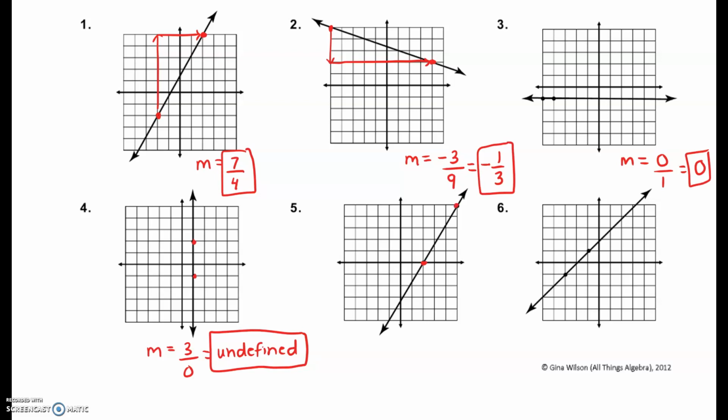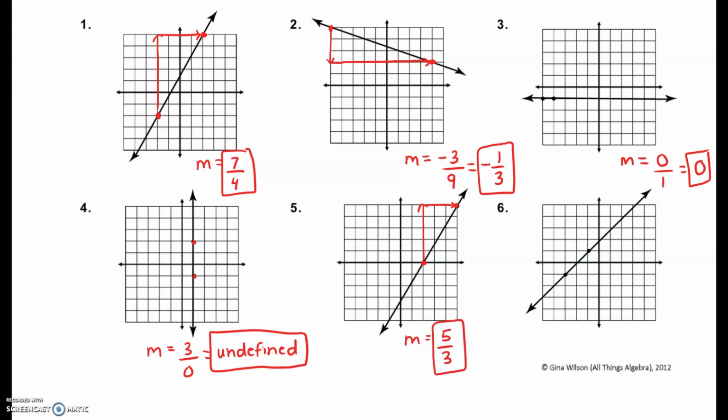For question number 5 here, we will count from the point on the left to the point on the right. Again, we're going to count our rise. We go up 1, 2, 3, 4, 5, and we go to the right 1, 2, 3. So our slope of this line would be 5 over 3, or 5/3.